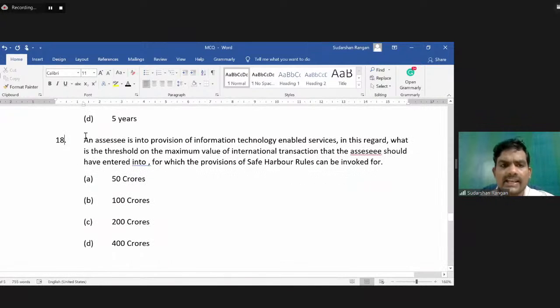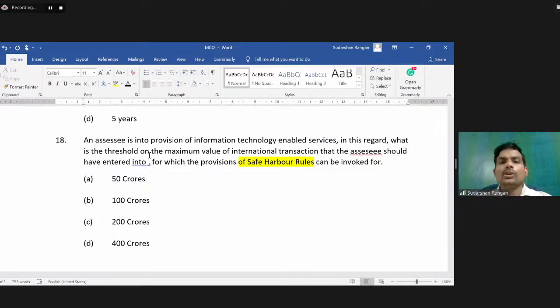Question number 18 is again a very procedural question. If you recollect, we discussed safe harbor provision, which is also a dispute prevention mechanism. As I mentioned, under safe harbor rules, basically computing the margins is a difficult task. So what the government did is, I'll give you a menu card.